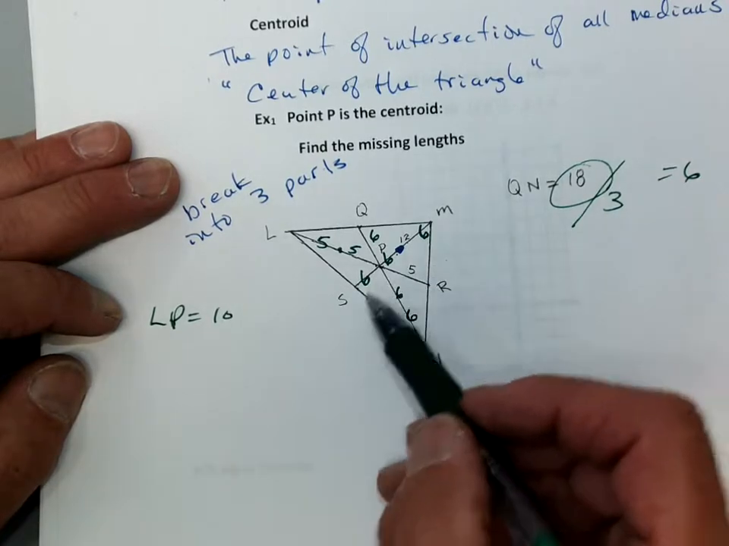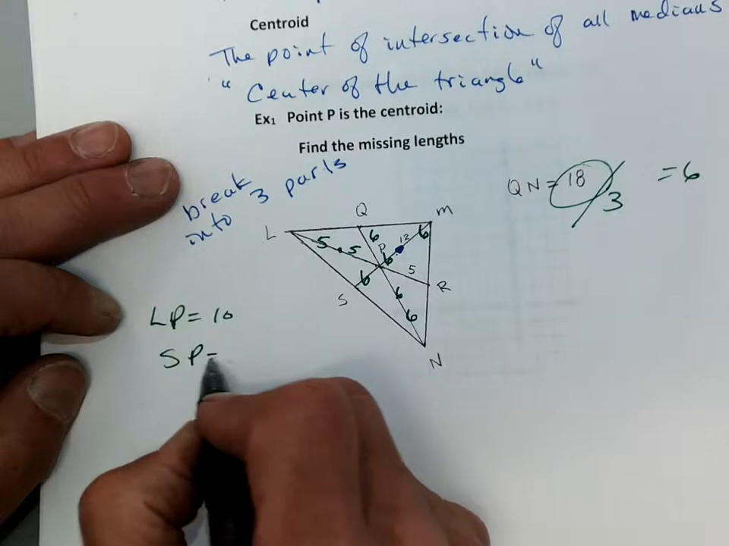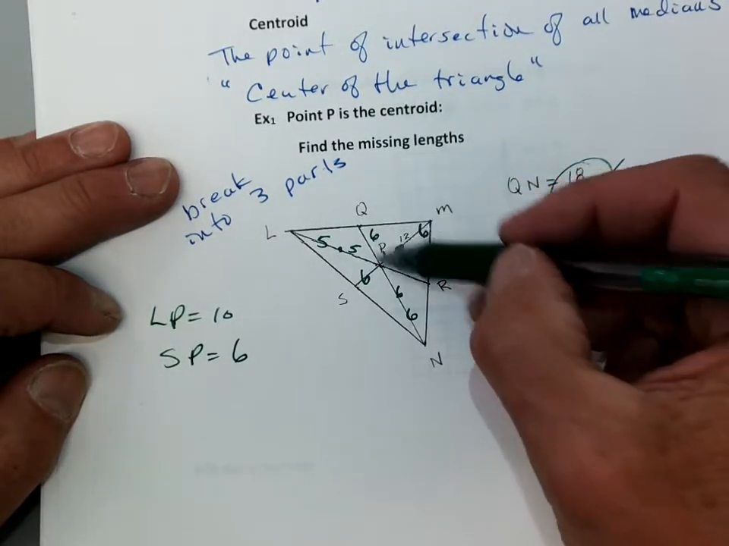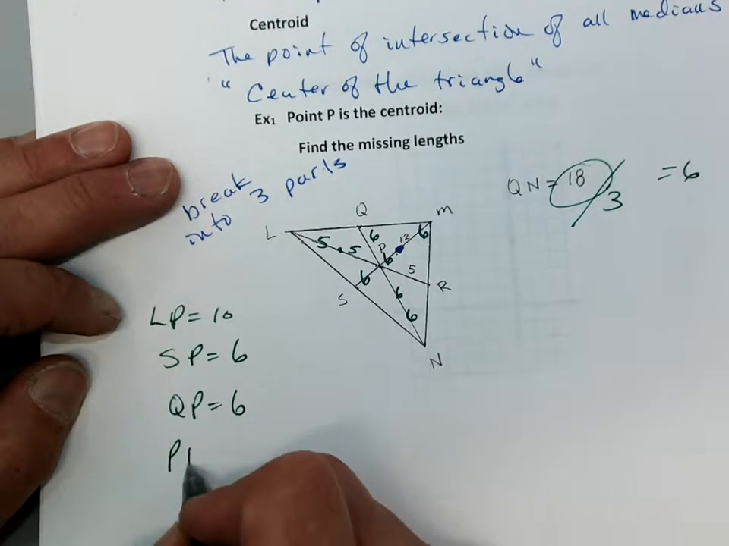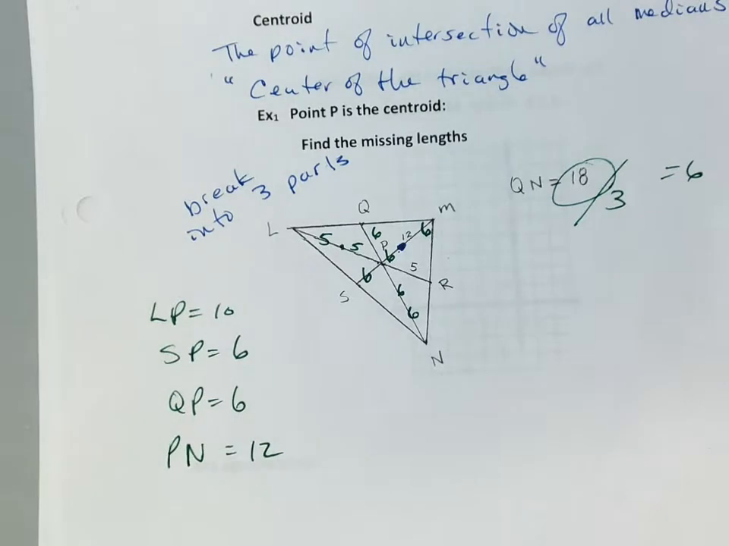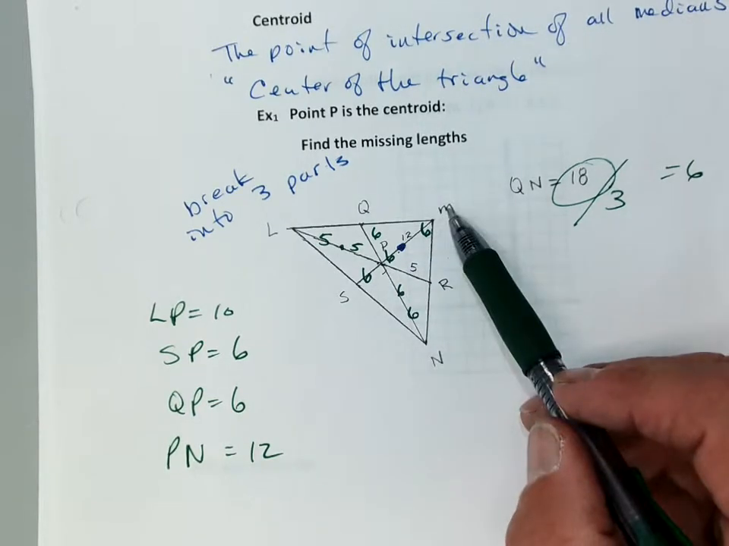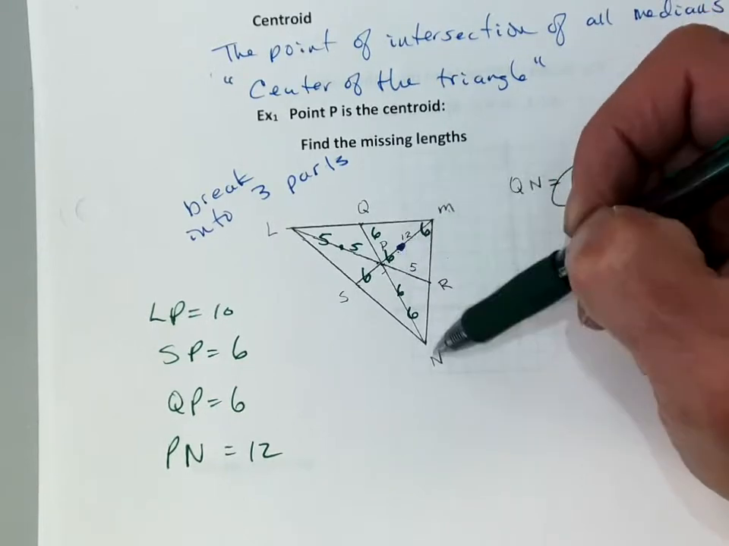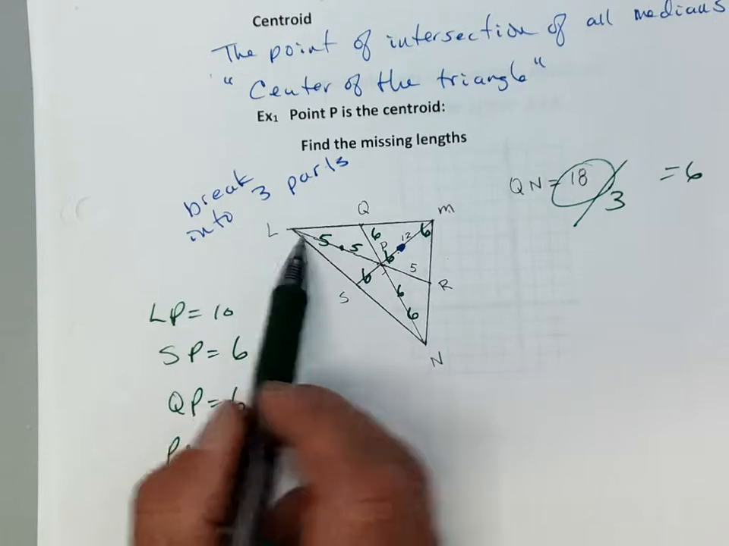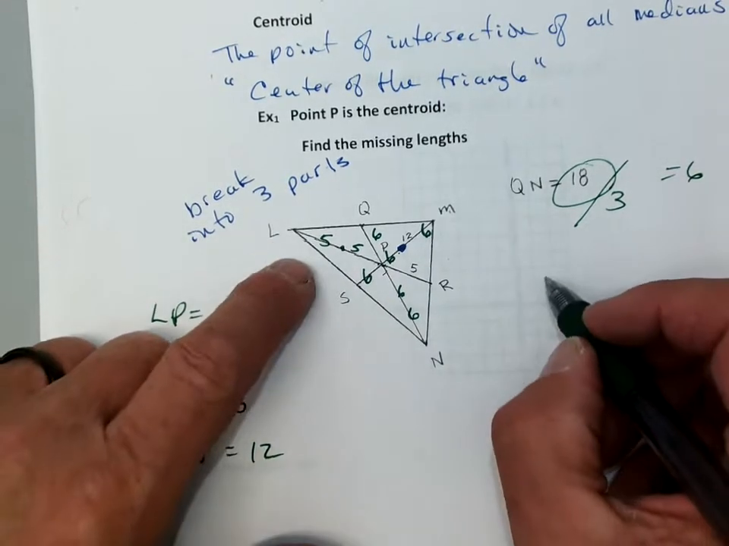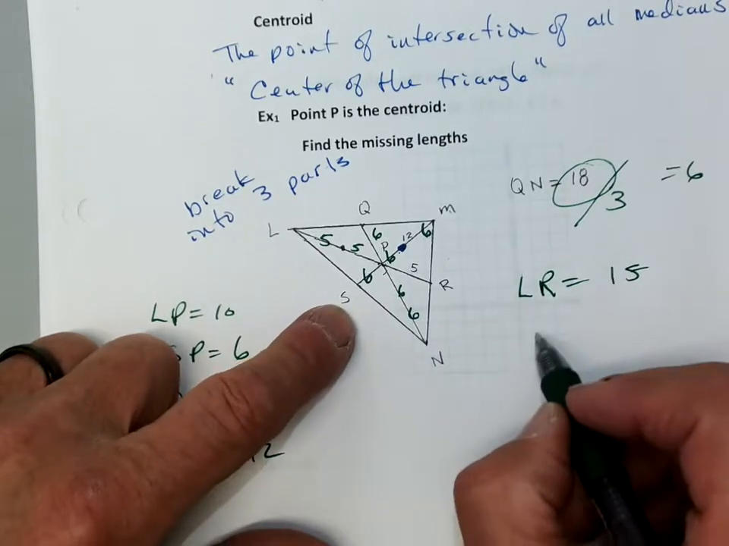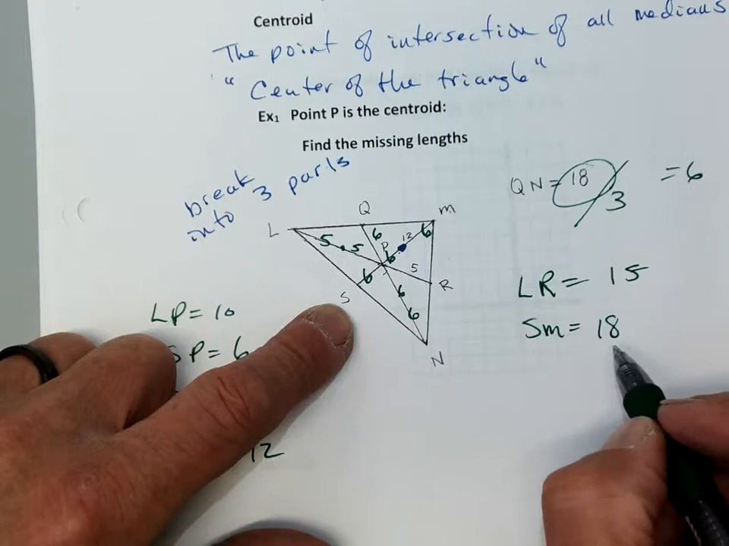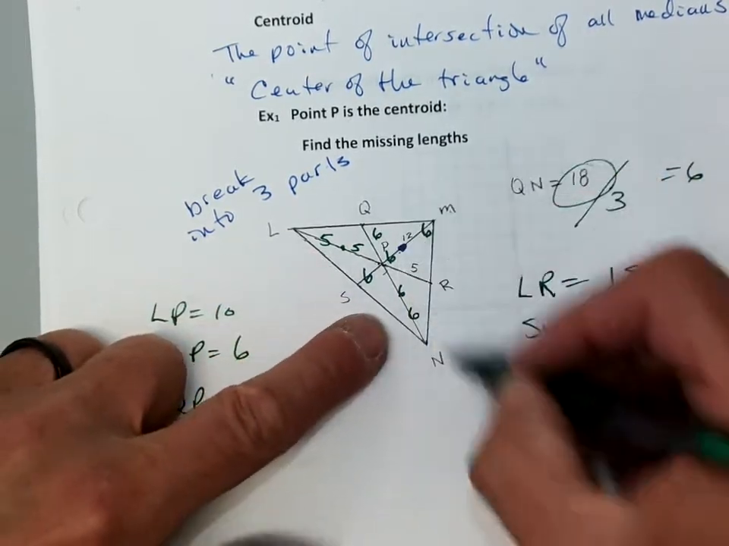Okay. I know that SP is 6, right? I know QP is 6. And PN's all the way around, PN is 12. Okay, look at that for a second. It's all been divided up into thirds, okay? 6, 6, 6, or 6 and 12. A 5, another 5, another 5, or 5 and 10, okay? Now I know also then that LR, the whole thing, is 15. I know SM, which is the entire thing, is 18. And QN, which is the whole thing, is also 18.